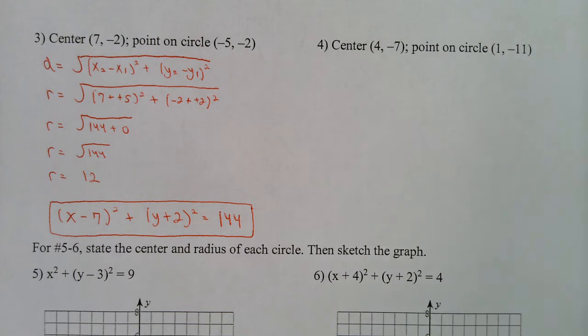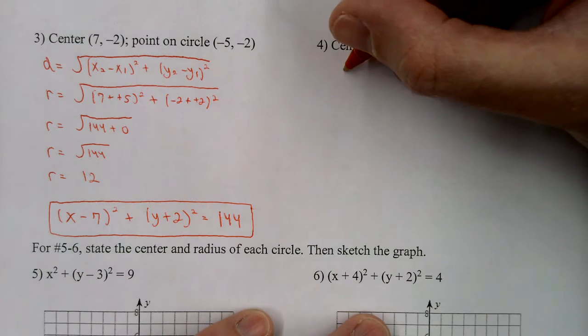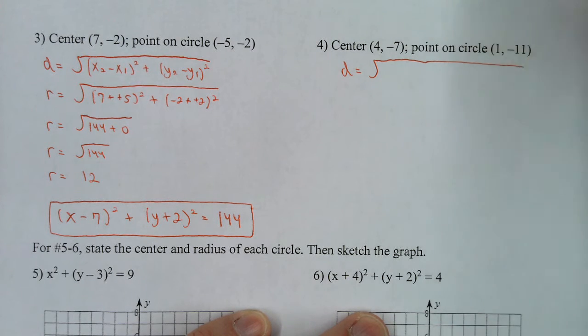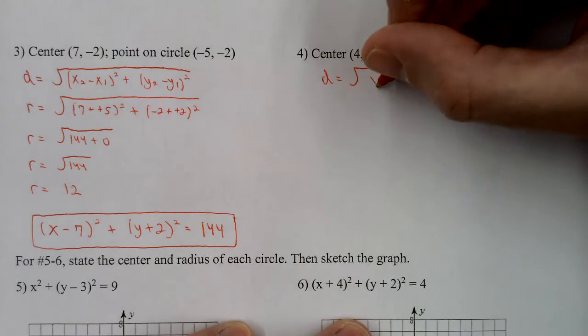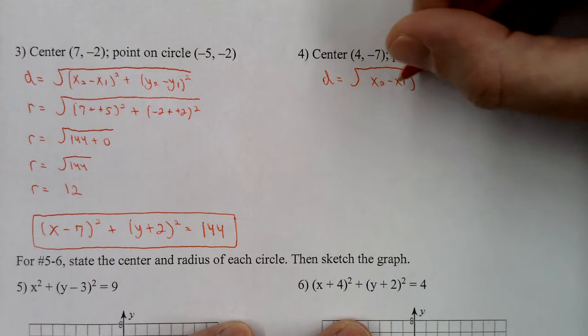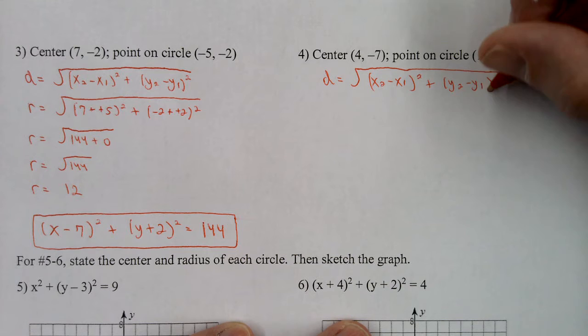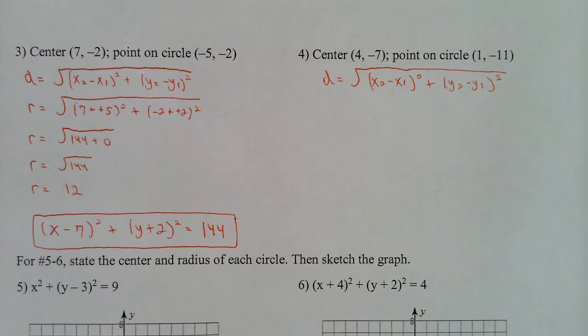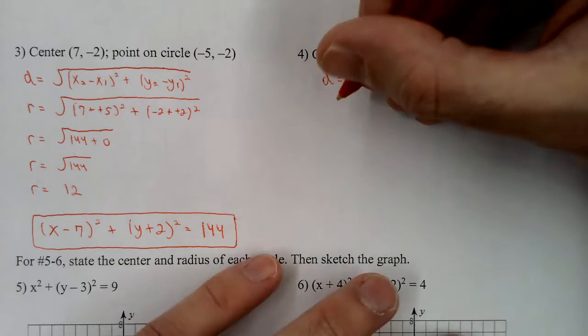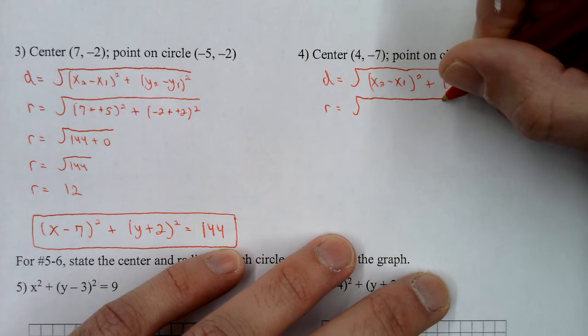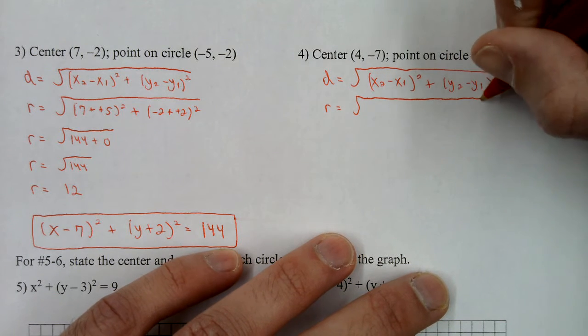Same thing for number 4. We're going to have to use the distance formula to get the radius. So I'll just copy that down again. x2 minus x1 squared plus y2 minus y1 squared. I'll replace the distance d with radius r, because the radius is the distance from the center to a point on the circle by the definition of a circle.